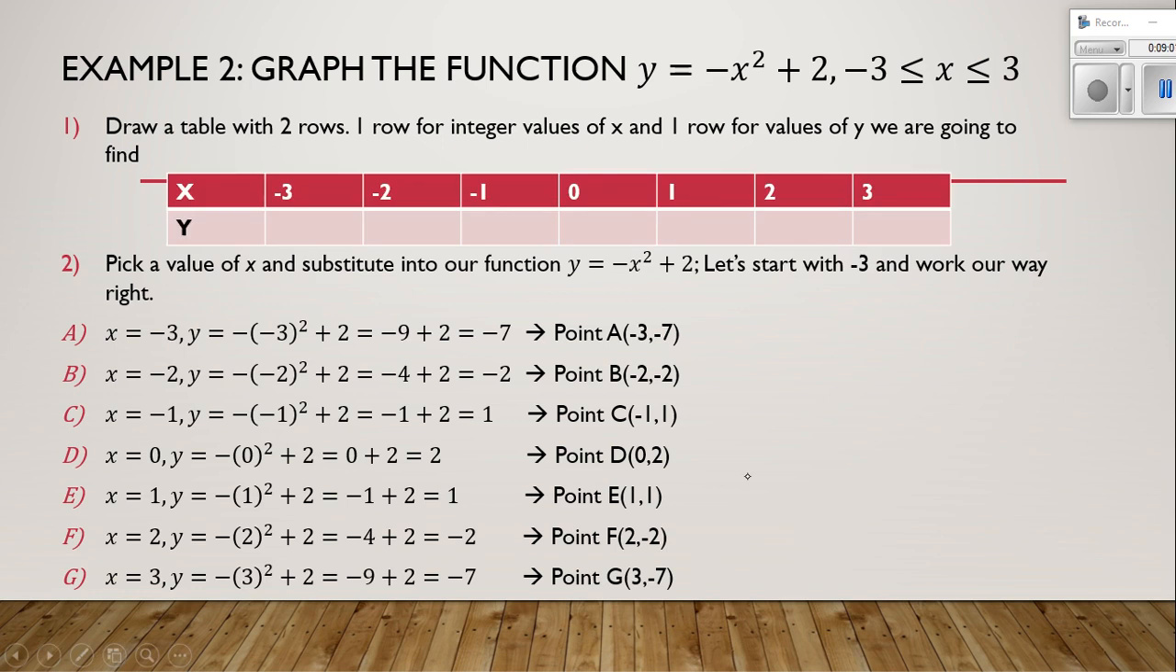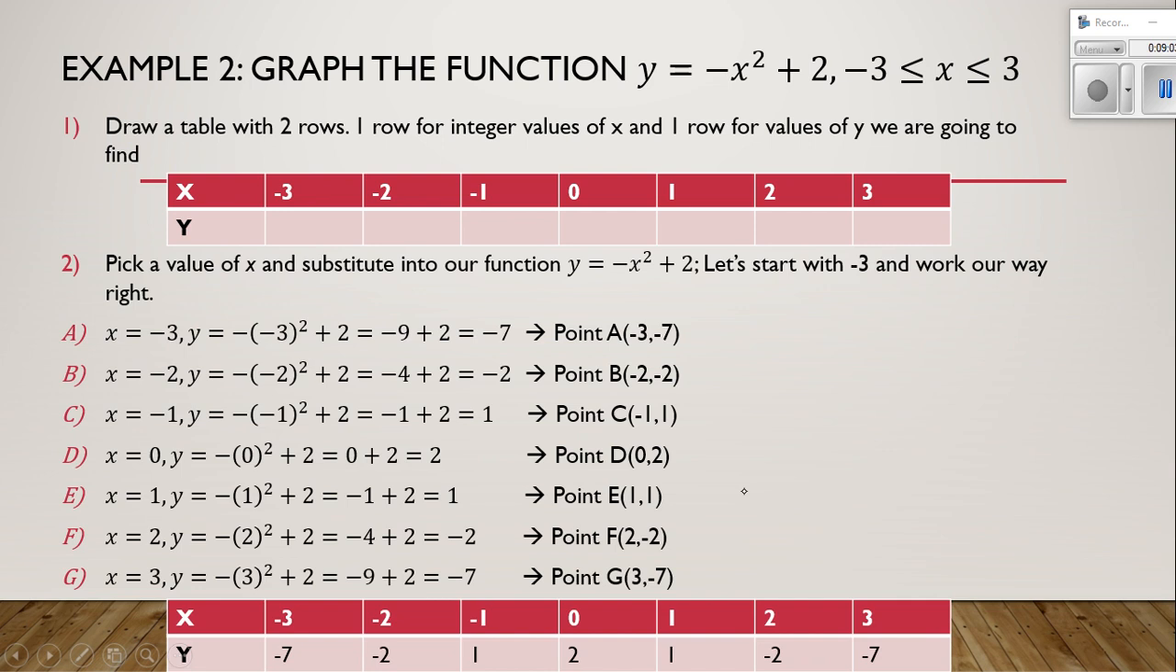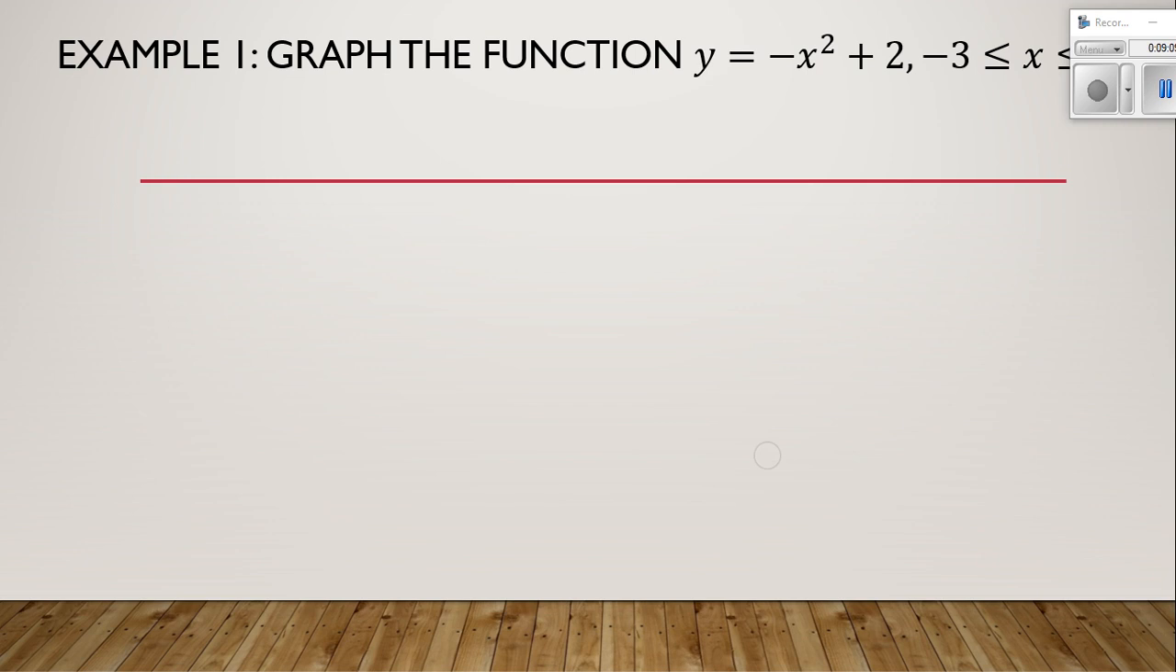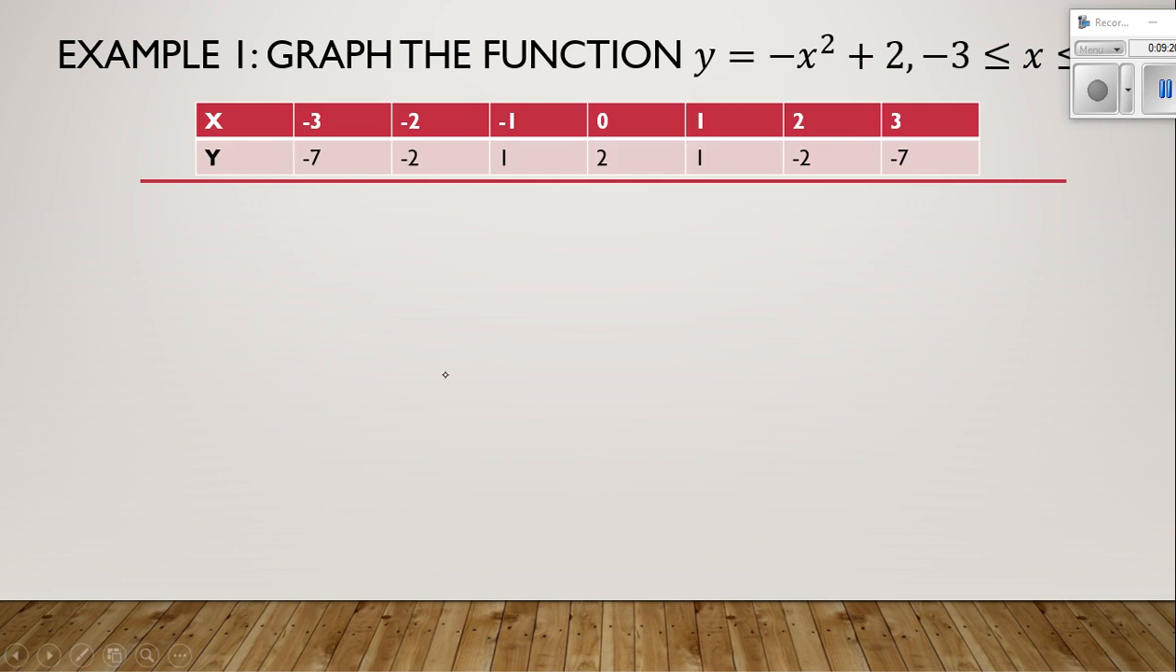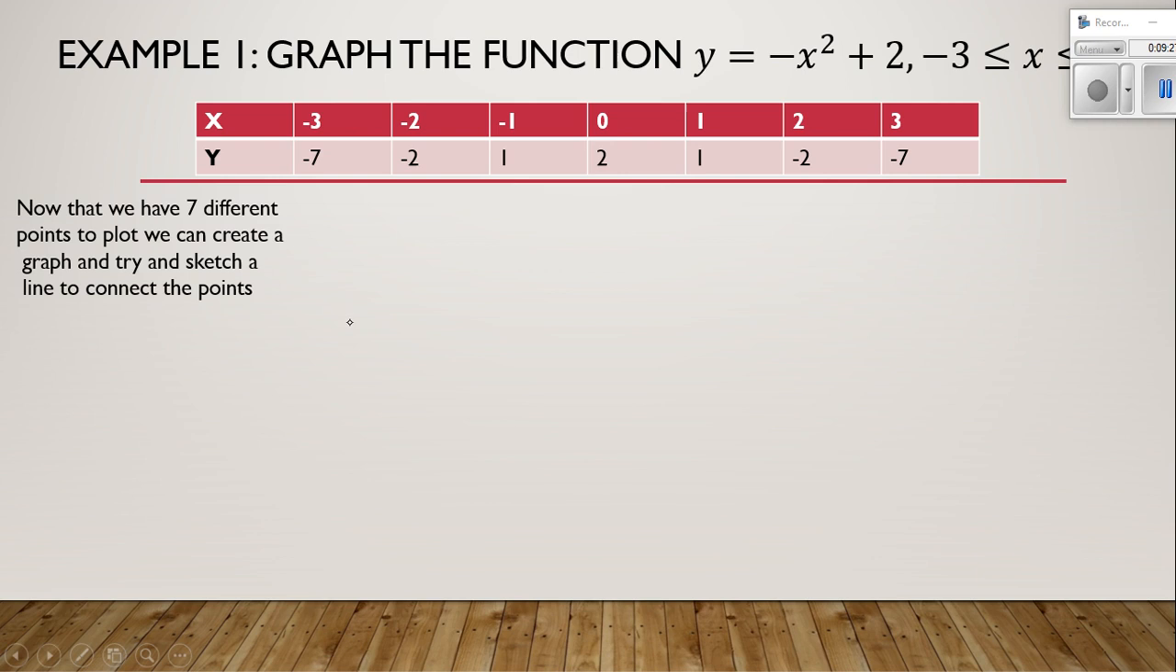So we can put in our table and put in all of our points. Now, we're looking back at our example here. We're going to graph this negative x squared plus 2. So we have our values there. I just carried them over. And we now have 7 points, which we can plot again.